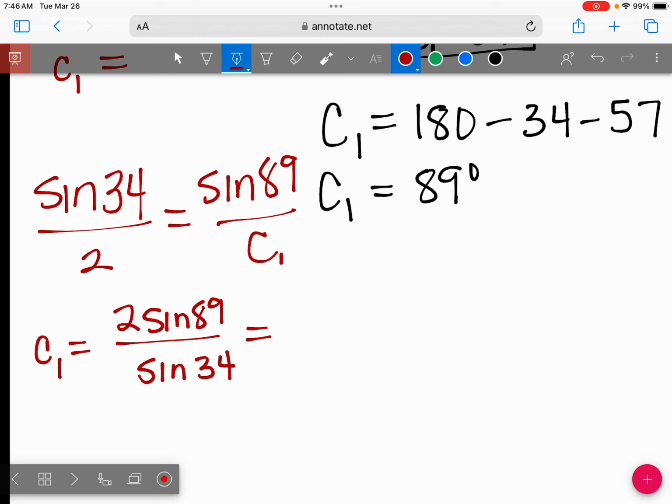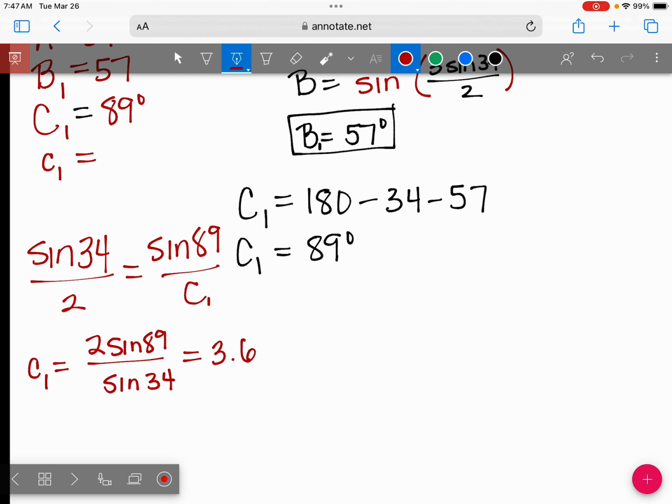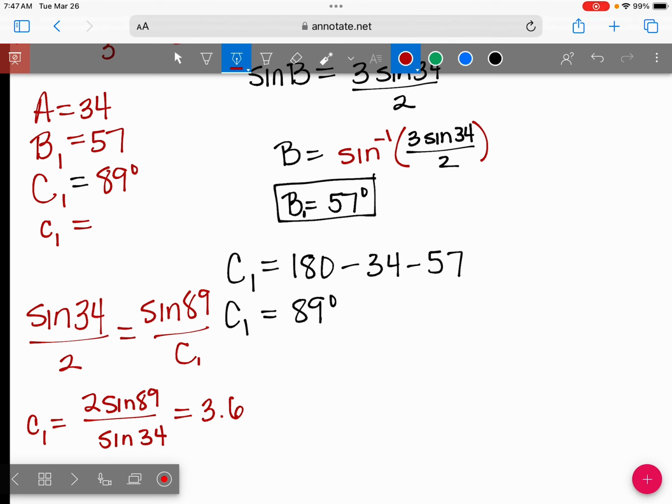Yeah. Oh, okay. Let me double check. Oh yeah, I put sine 39. You're right. Yeah. So I got about 3.6, we'll say. So do we agree with little c, 3.6? All right, so this would be my first triangle. So we know that we have at least one triangle.